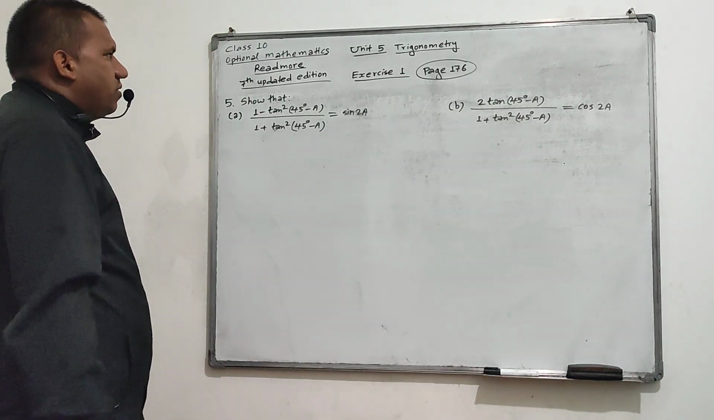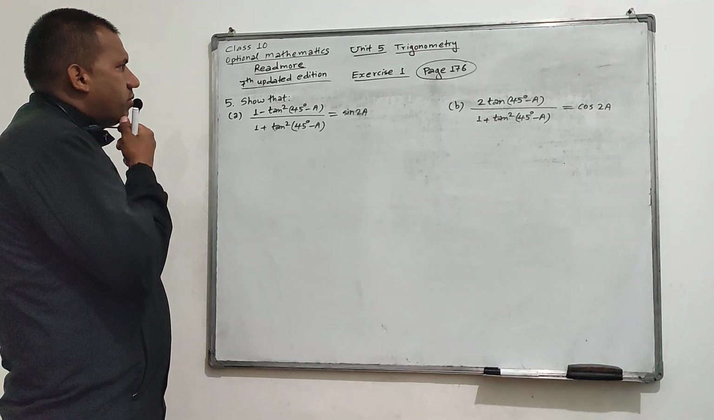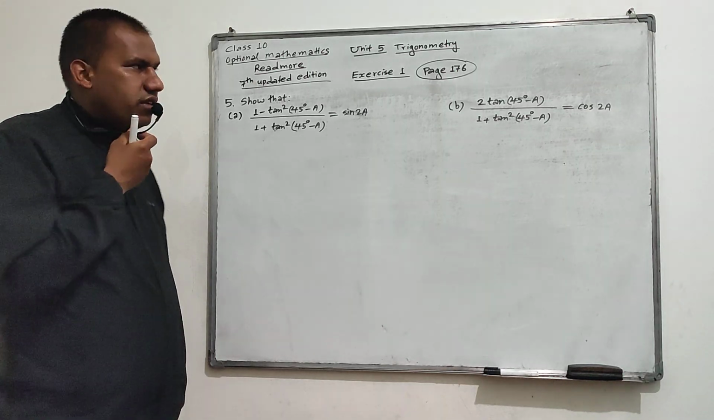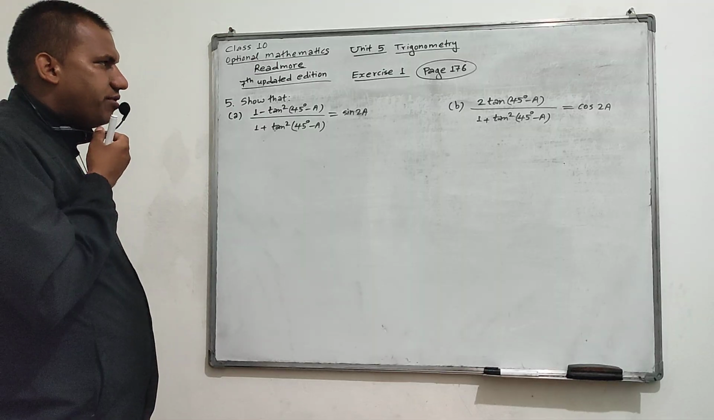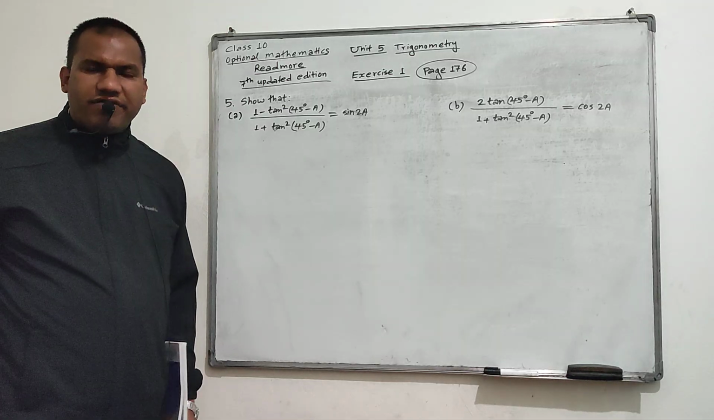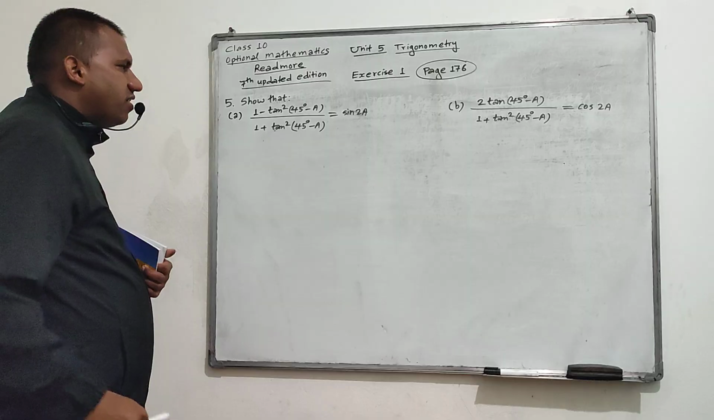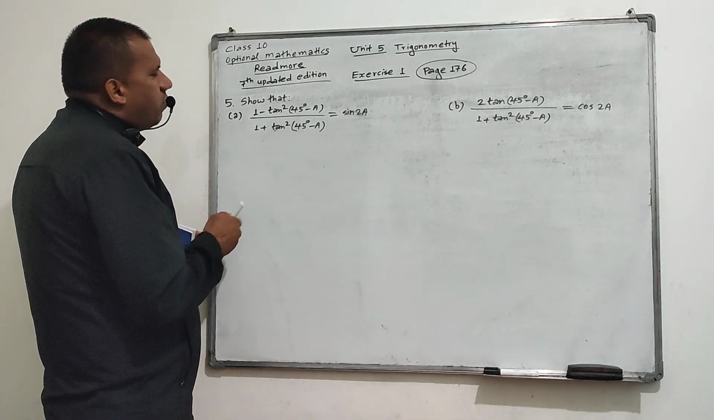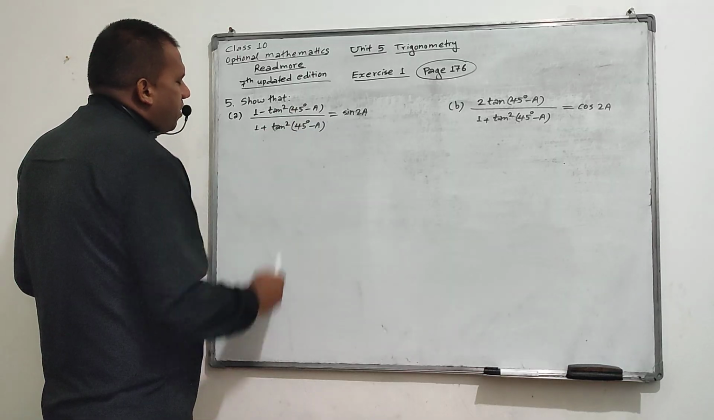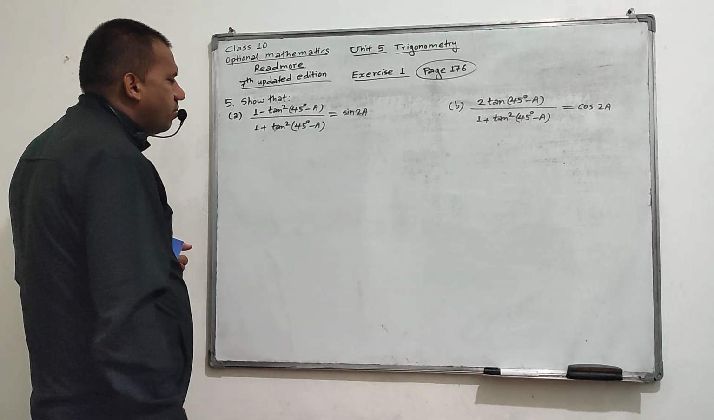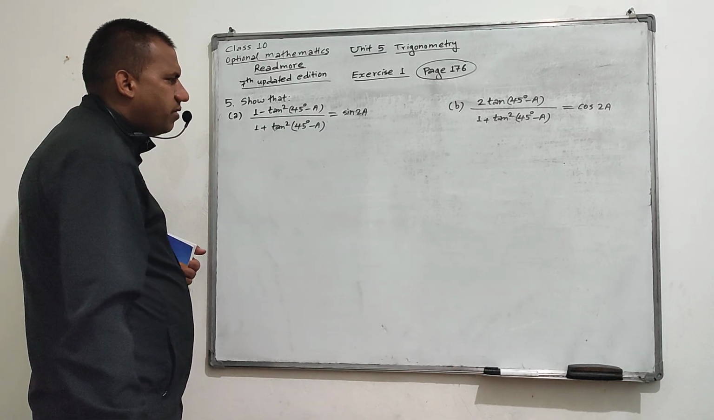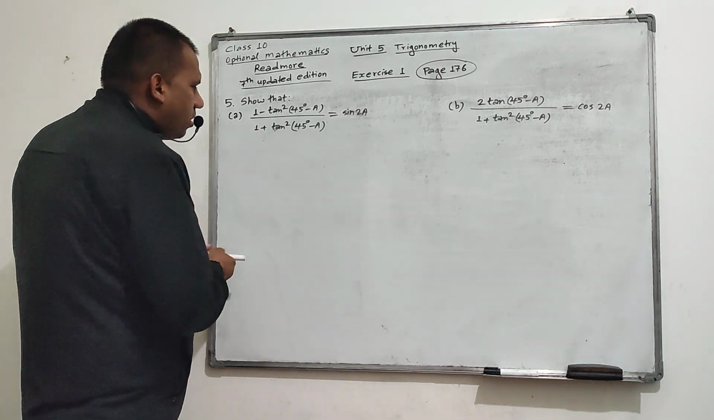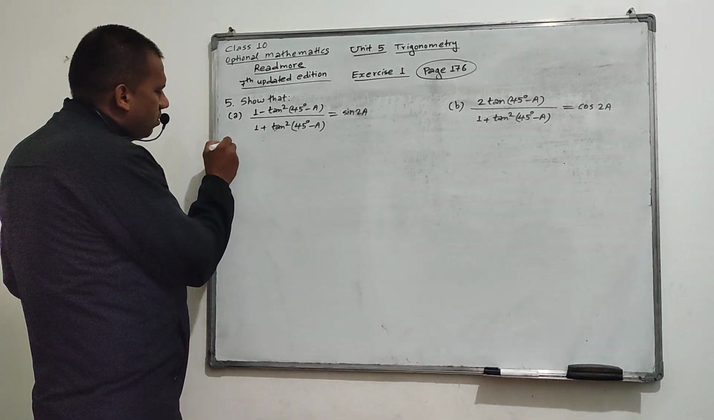Today we do some questions from Readmore Opt. Maths class 10, unit 5, Trigonometry, exercise 1, page 176, question number 5. Let's start from 5a. We have to prove that (1 minus tan square (45 degree minus A)) upon (1 plus tan square (45 degree minus A)) equals sin 2A. Let's start its solution.